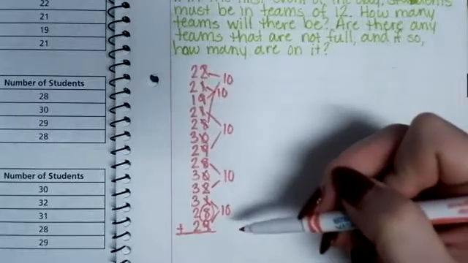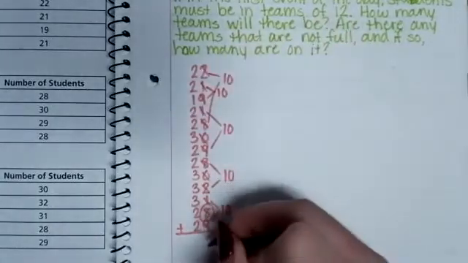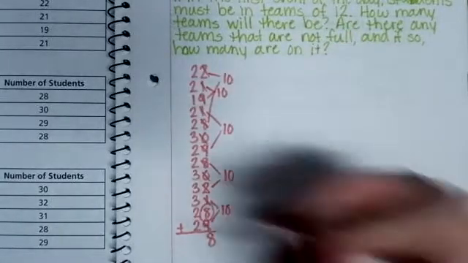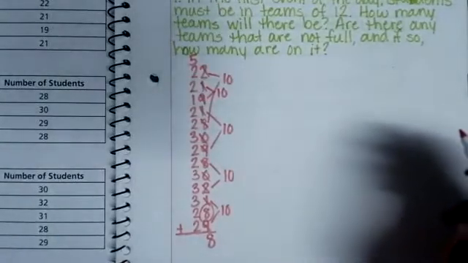Yep, okay, 50, and then 8. So 58 is my total from the ones column. I'm going to put my 8 here, carry the 5 to my tens place. All right, I will do the same in my tens place.